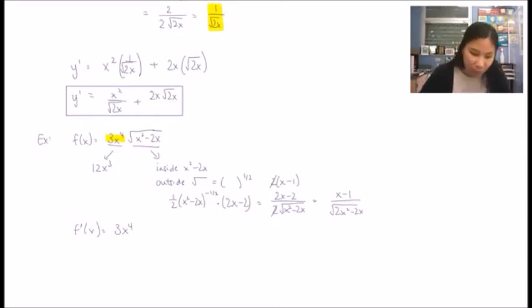Okay, so from there, the 3x to the 4th multiplied by the derivative over here. So I've got x minus 1 over the square root of 2. Wait, I don't know why I wrote that second 2. So just x squared minus 2x. Oh my goodness.